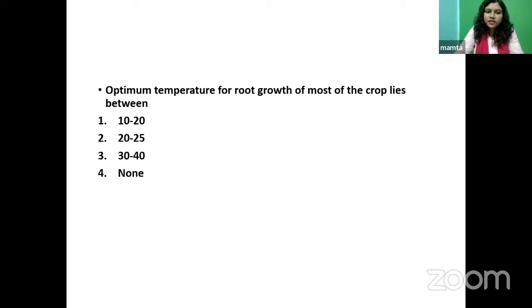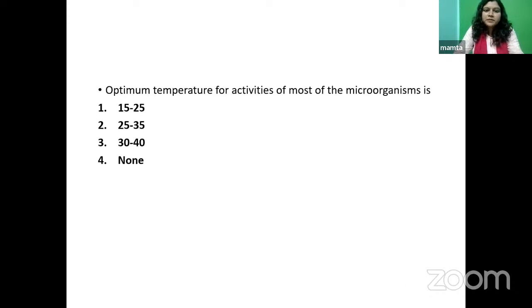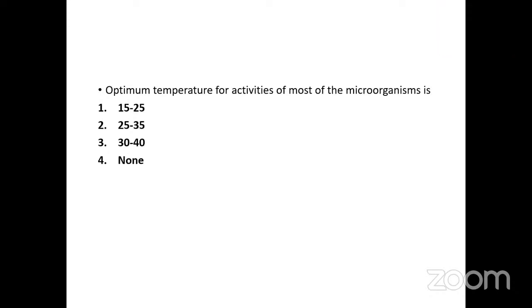See, these data are very important. That's why I am discussing them here. In the NET examination, these questions will be asked directly from this. The optimum temperature for activities of most of the microorganisms is from 25 to 35.